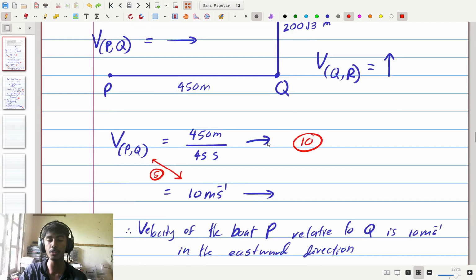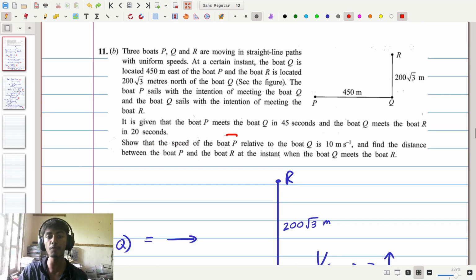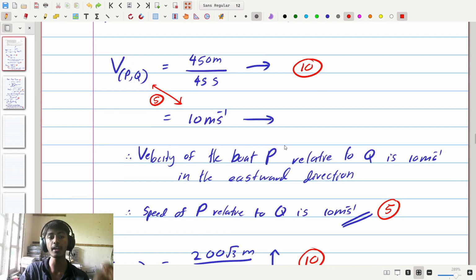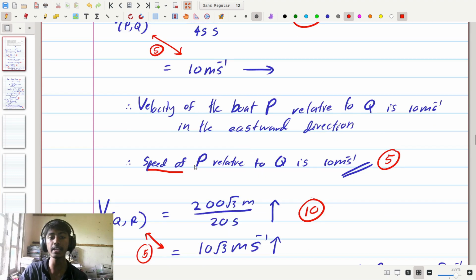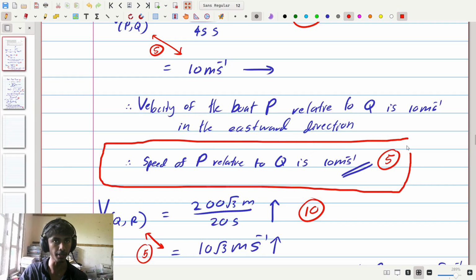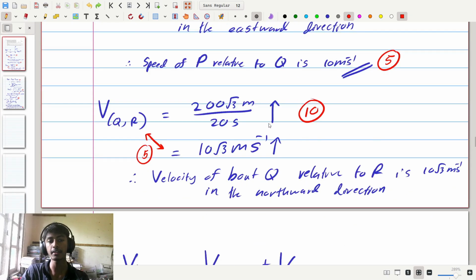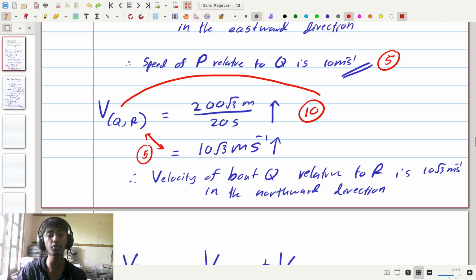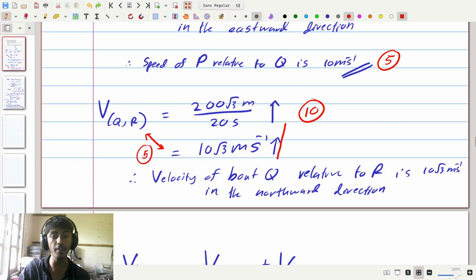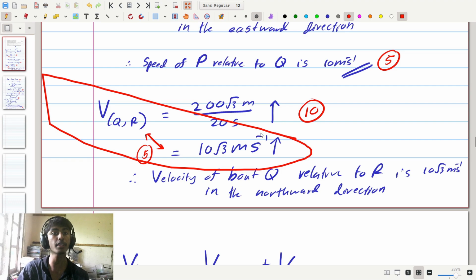Now after this, in the question, since they ask for the speed of P relative to Q and not the velocity, when you take the velocity, find the magnitude of the velocity as being equal to 10 and then say the speed of P relative to Q is equal to 10 like this, saying this statement will get you another 5 marks. Now after that, when you consider velocity of Q relative to R in the same way as you did for P to Q and get the magnitude and direction correct, each of these gets you 5 marks for a total of 10 marks. And after that, when you simplify and get velocity of Q relative to R as being equal to 10 root 3 meters per second in the upward direction, the northward direction like this, that gets you another 5 marks.